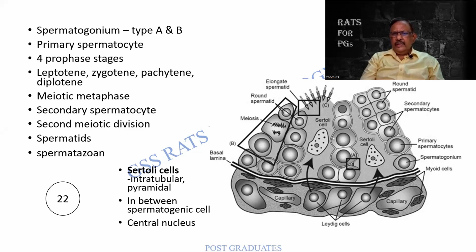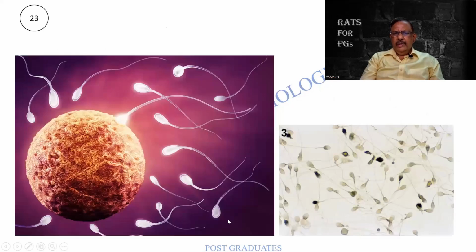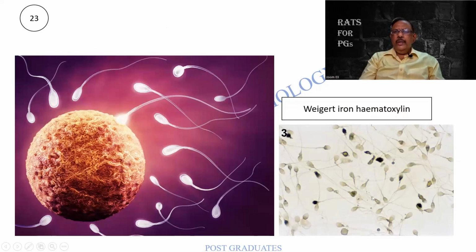And these again are the Sertoli cells, which are pyramidal. They will be in between the spermatogenic cells. They have a central vesicular nucleus. Please keep this in mind. And again, the beautiful schematic diagram. This incidentally is one of the stains. I hope you will be able to identify the Weigert's hematoxylin. It can be used both in histology as well as for the morphology of the spermatozoa.